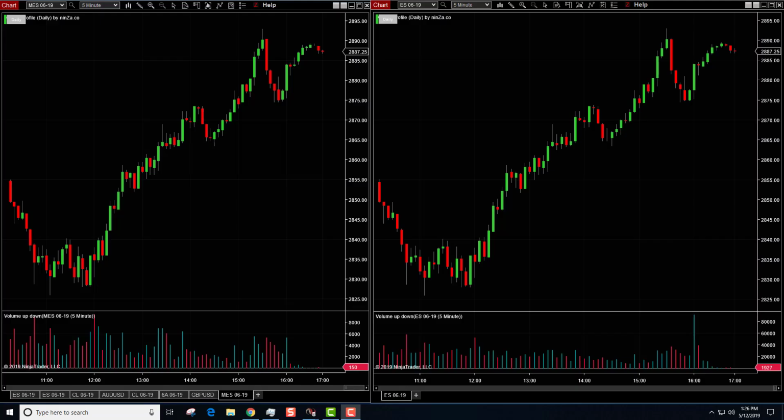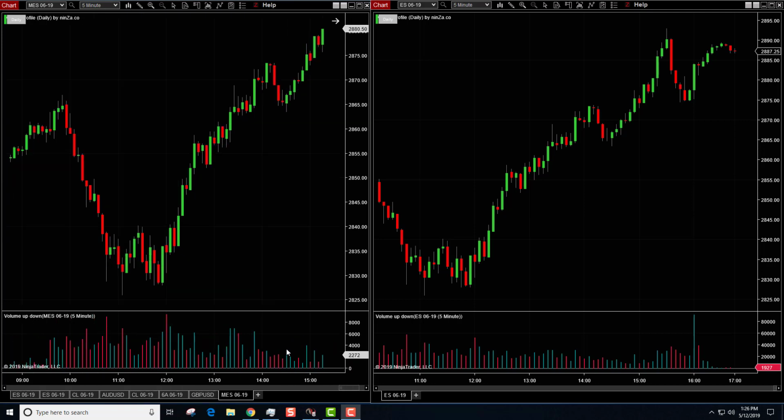Reason number 4, or benefit number 4, is going to be liquidity. So the first week of trading on this micro contract on a 5-minute chart, if we were to look at some of the volumes, 8,000 contracts traded around 12 o'clock. Obviously, the New York session is going to have a lot more volume since this is a US based product.